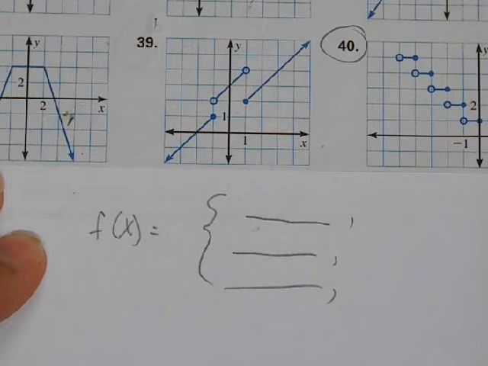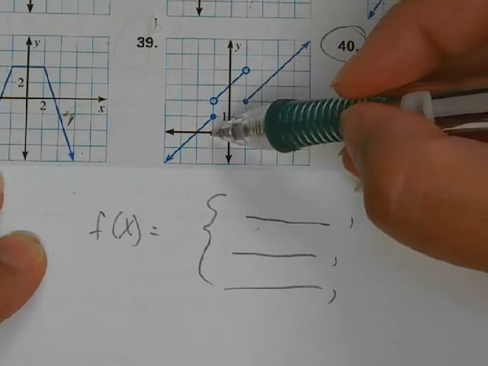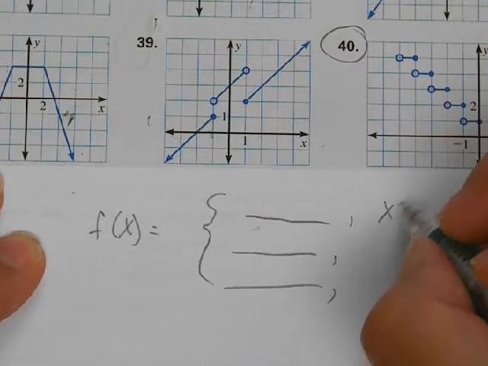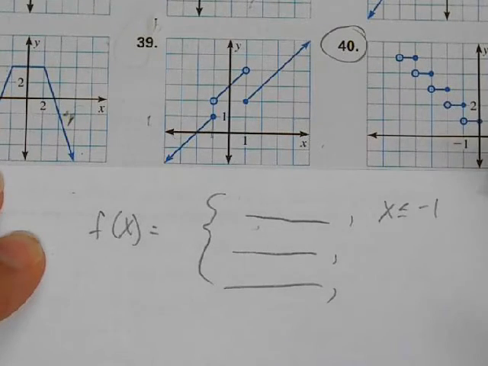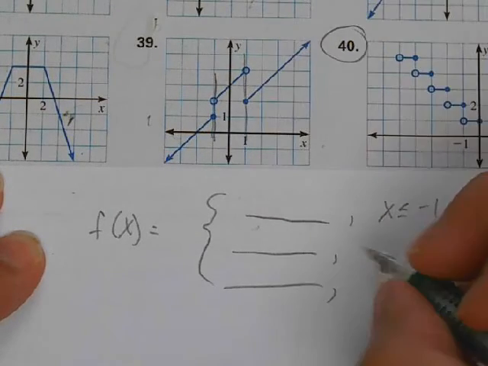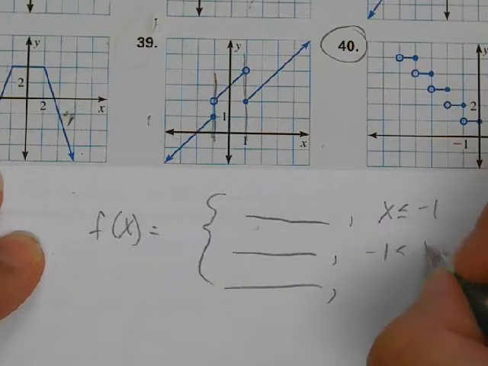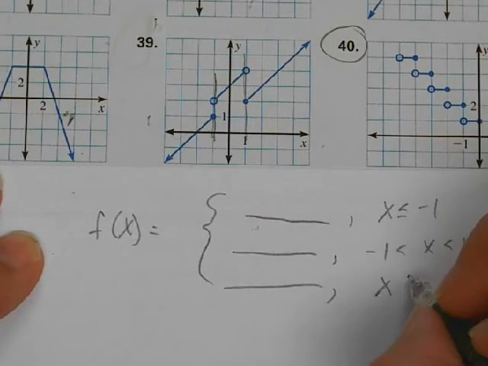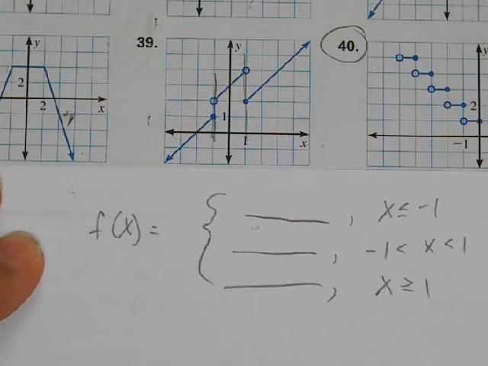The first piecewise function happens over here at -1 and gets smaller. So x is smaller than or equal to -1. The next one goes between -1 and +1, and they both have open circles. And then the last one is where x is bigger than or equal to 1. So I just have to write the equation for both.